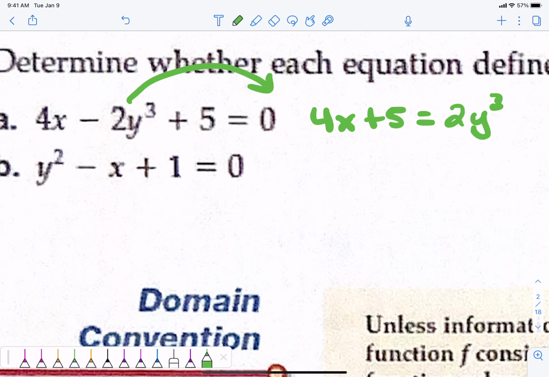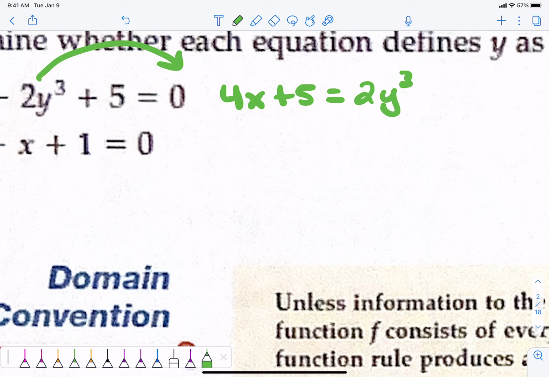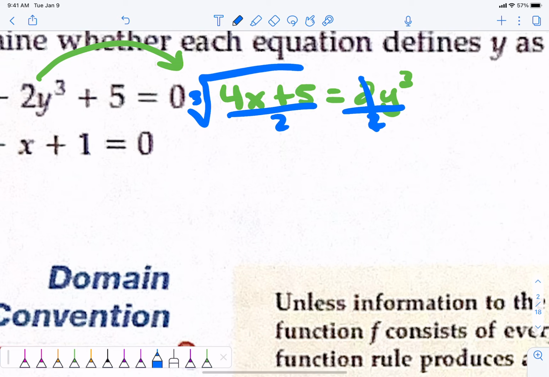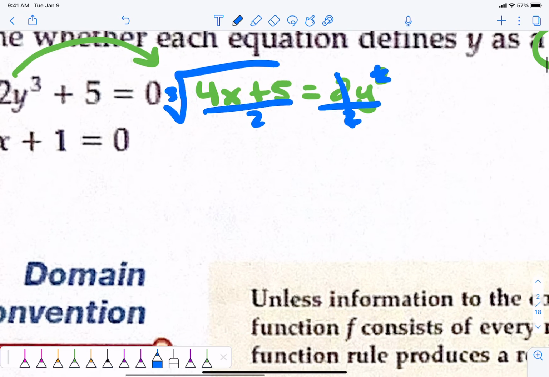Okay, and then what would you do? Divide by 2, right? Then take the cubic root of that. It doesn't come out very nicely, so we're just going to leave it like that, and then we would end up taking the cubic root of that at some point, and that would give us y. y is the cubic root of that junk, right?